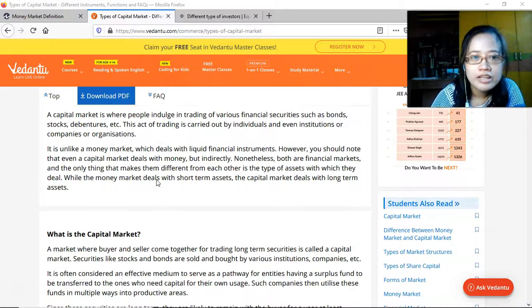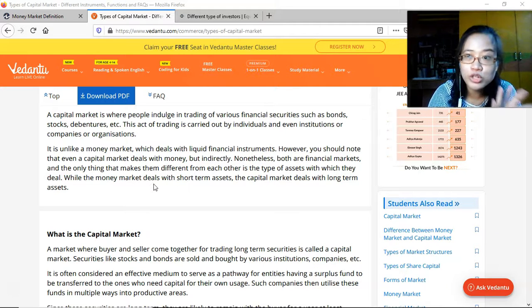Okay, it is unlike a money market which deals with liquid financial instruments. However, you should note that even a capital market deals with money but indirectly. Okay, syempre yung pag bumili ka ng bonds, bumili ka ng stocks, it does involve money. Even capital markets offer. Nonetheless, both are financial markets, and the only thing that makes them different from each other is the type of assets with which they deal.